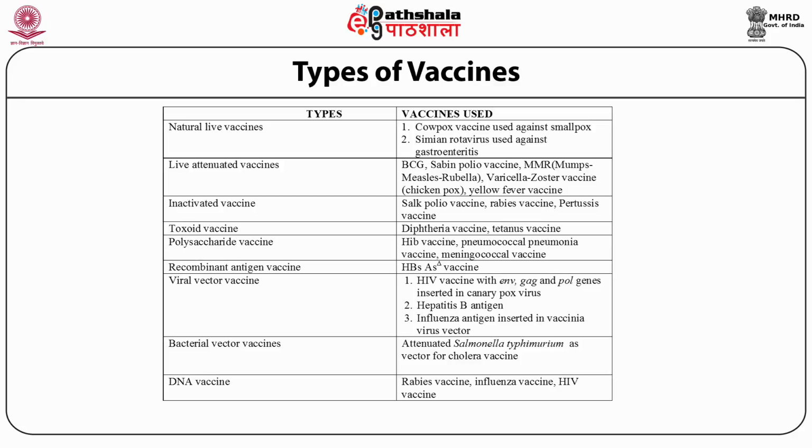Second, hepatitis B vaccine. Third, influenza antigen inserted in vaccinia virus vectors. For bacterial vector vaccines, attenuated Salmonella typhimurium as a vector for cholera vaccine has been used. For DNA vaccines, rabies vaccine, influenza vaccine and HIV vaccine have been seen.